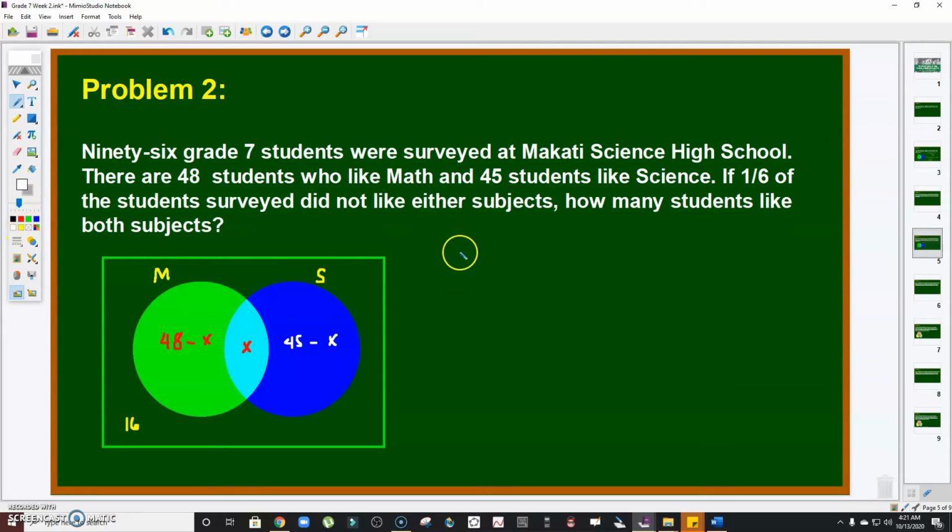So, if we combine it, 48 minus X, this is for the yellow-green portion, plus the light blue, plus the dark blue, that's equal to, since it's 96 and 16 is in the universal set, what will be left is 80. Same procedure, the X terms cancel. So 48 plus 45 is 93, minus X equals 80. Clearly, X here will become 13.